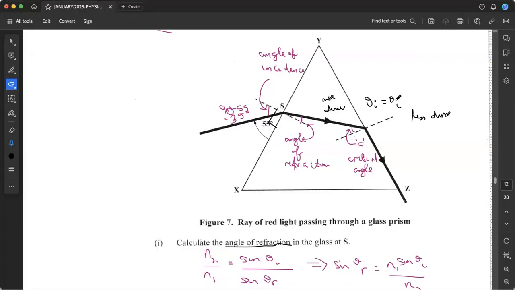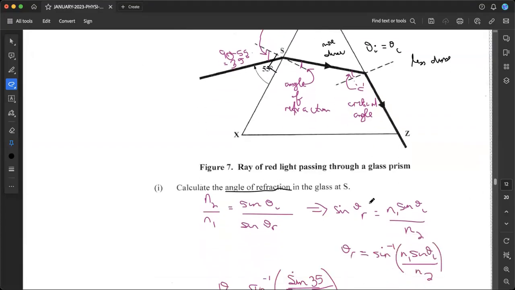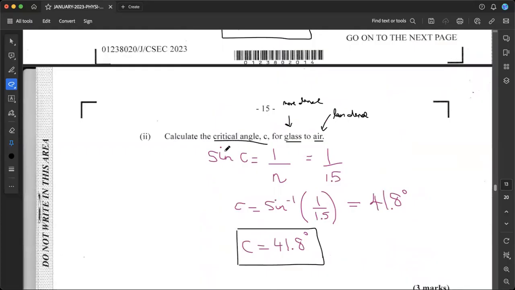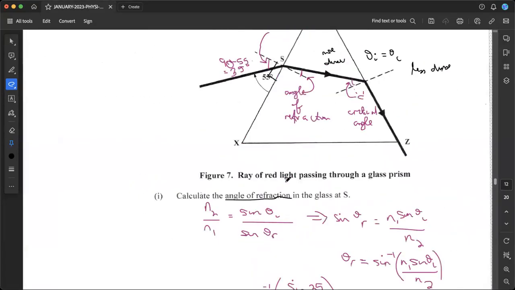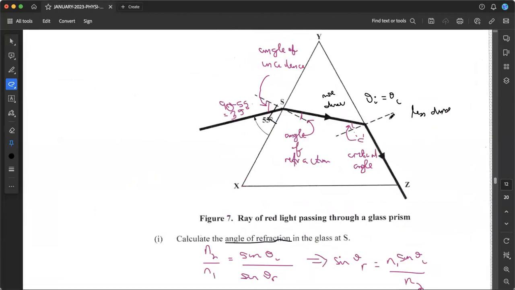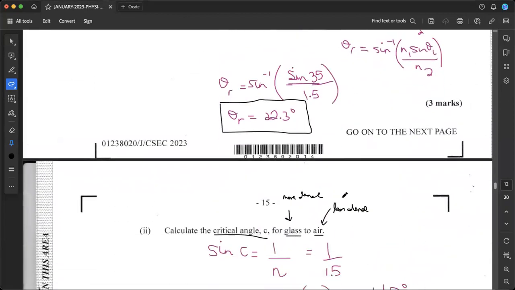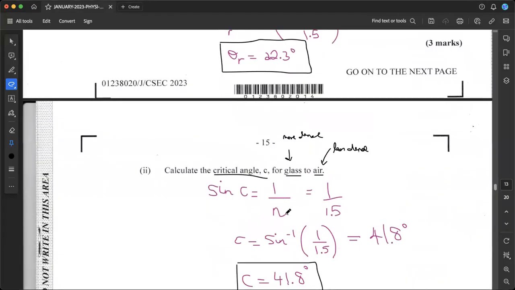And there's a very simple formula that we use to find the critical angle. That formula is that the sine of the critical angle, or the sine of theta C, however you write it, is equal to 1 over n, and the n is the medium that you're coming from. So in this case, we're coming from glass and we're going into air. So this refractive index is representative of that glass that we're coming from, the more dense medium. So this is our formula.